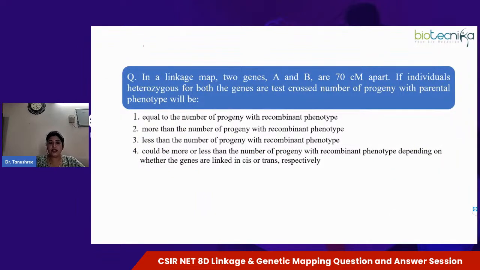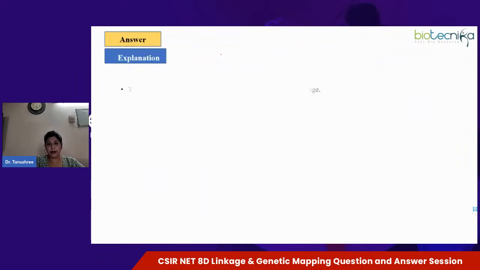So here, if you look at this question, the question is that in a linkage map, two genes A and B are 70 centimorgan apart. So first of all, they are not very closely located, right? Centimorgan is the distance which is measured between the genes. The distance between the genes is represented in terms of centimorgan in a genetic map. So if an individual heterozygous for both genes is test crossed, which I showed you in the previous slide, right? A sort of test cross where we are crossing the heterozygous with the homozygous recessive parent. So what would be the parental phenotype?